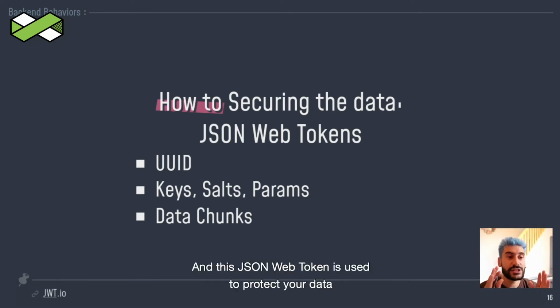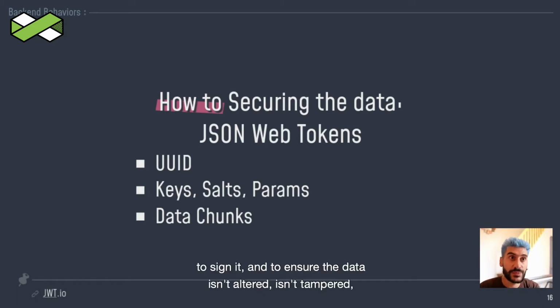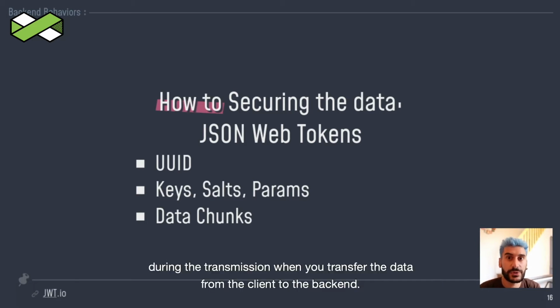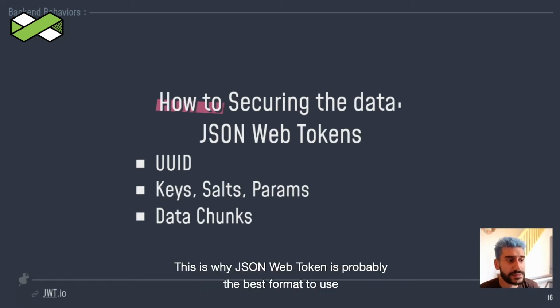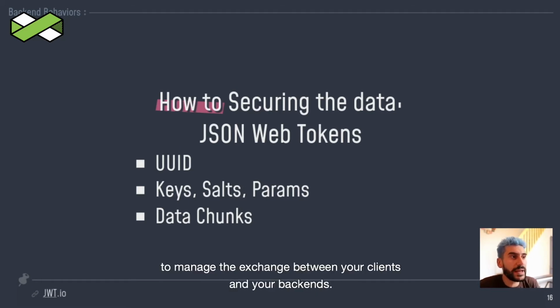And this JSON Web Token is used to protect your data, to sign it, and to ensure the data isn't altered or tampered with when you transmit the data from the client to the backend. This is why JSON Web Token is probably the best format to use to manage the exchange between your clients and your backend.